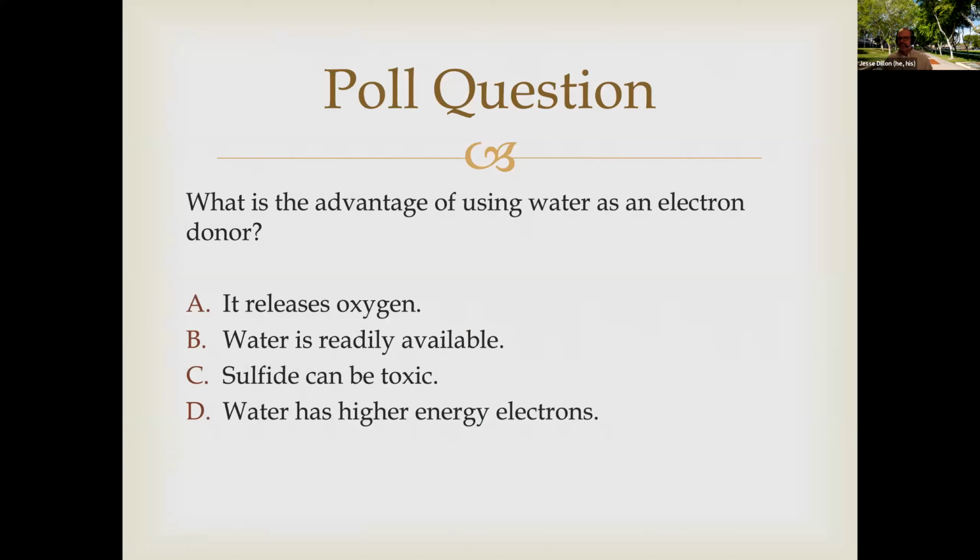All right, so I just told you that you have to have 2 photosystems to make the Z scheme work for cyanobacteria. So my question is, why do that? What would be the advantage of using water as an electron donor then? Is it because it releases oxygen? Is it because water is readily available? Is it because sulfide can be toxic, or that water has higher energy electrons? What do you think the best answer would be? Why did cyanobacteria evolve the use of water as an electron donor?